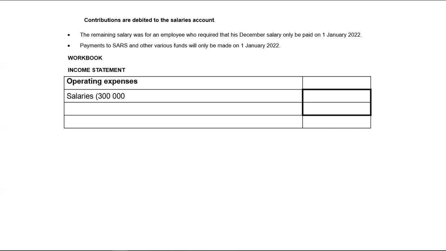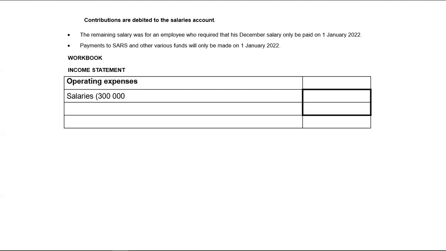Now, when we record this, they told you that payments to SARS and other various funds will be made on the 1st of January 2022, which is the next financial year. So we know that all the payments that need to be made to the different funds were only made in January. For the current financial year, they remain as current liabilities.